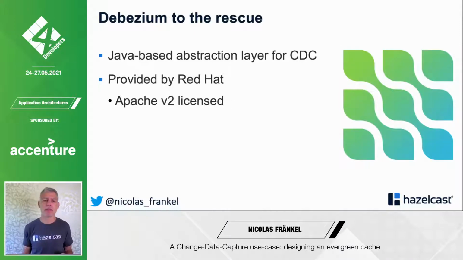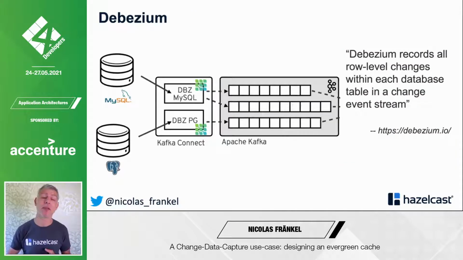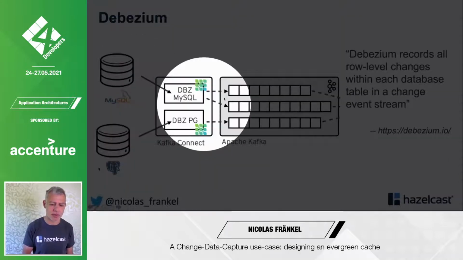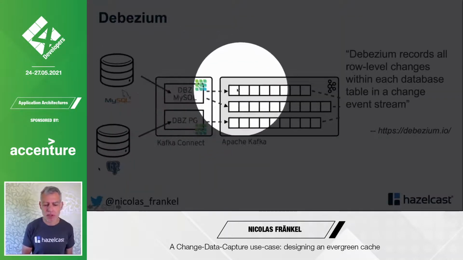And Debezium is a Java library that serves as an abstraction layer for change data capture. It's provided by Red Hat. It's licensed under the friendly Apache v2 license. And the idea at the beginning, at least, of Debezium was, hey, it will run in the Kafka cluster. And then every time there is a change on the database, whatever the database is supported by Debezium, we will create messages into topics.